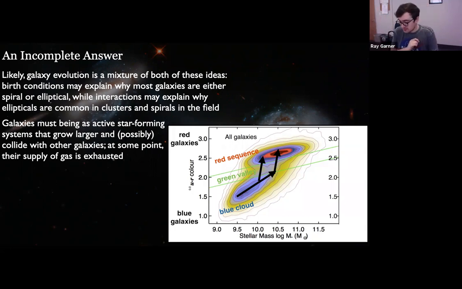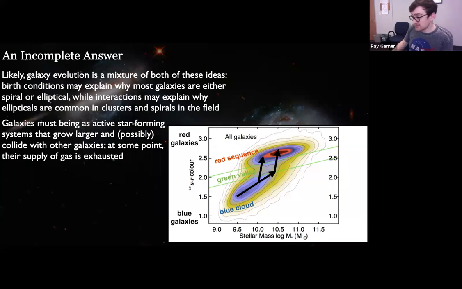And so the general consensus is that galaxies must begin as these active star-forming systems that can later grow larger as they collide and merge with other galaxies, and that some galaxies eventually exhaust their supply of cold gas for star formation. This sequence of events actually accounts for the division between the red sequence and the blue cloud on a galaxy's HR diagram, which we first saw last time.